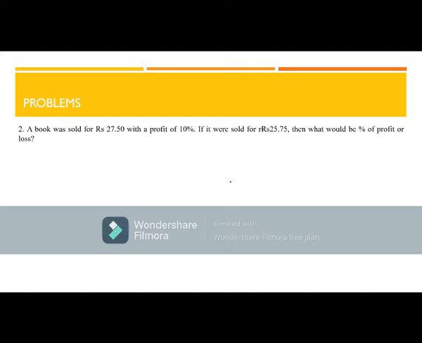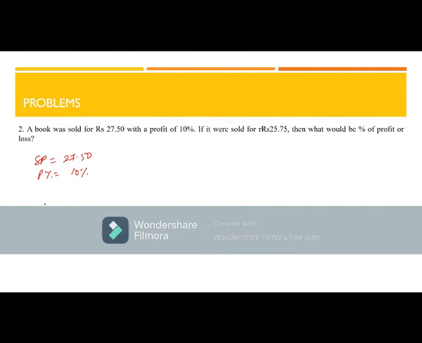A book was sold for 27.50 with the profit of 10%. If it were sold for 25.75, then what would be the percentage profit or loss? Okay. So sold for, so SP is given as 27.50 and the profit percentage is given as 10%.